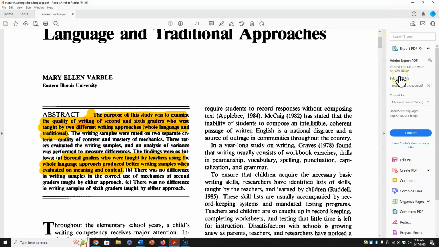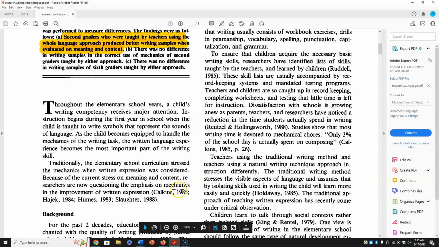You always look at the abstract first to give you a sense of what the study is about. The purpose of the study was to examine the quality of writing of second and sixth graders who were taught by two different writing approaches, whole language and traditional. And then the findings. Second graders who are taught by teachers using the whole language approach produce better writing samples when evaluated on meaning and content. All right, that's the major finding. And we'll go over these other ones here, but that gives me a sense of it.